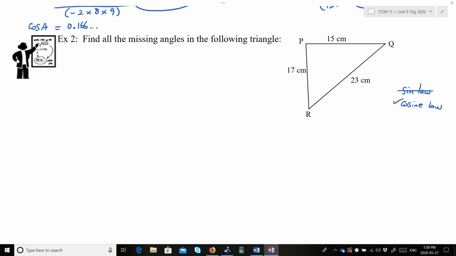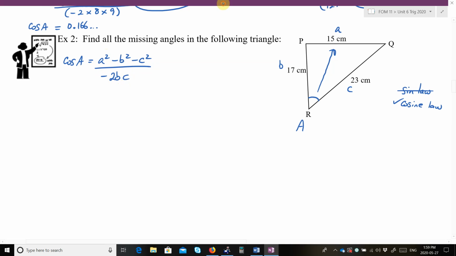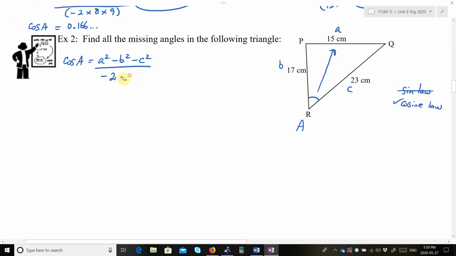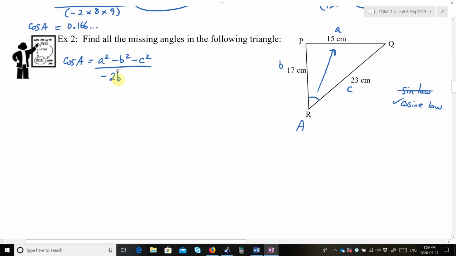And so it's totally up to you which angle you want to find first. Maybe we could find angle R. And the angle that you want to find is called A in the cosine law. So that means this is little a, and then B and C don't matter. So cos A is A squared minus B squared minus C squared divided by negative 2BC. I would always give you that formula. Okay, it's just a slightly changed up version of the cosine law.